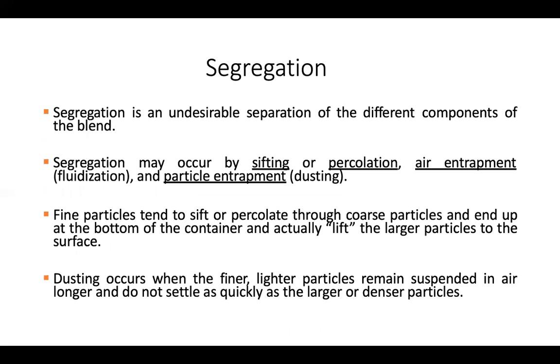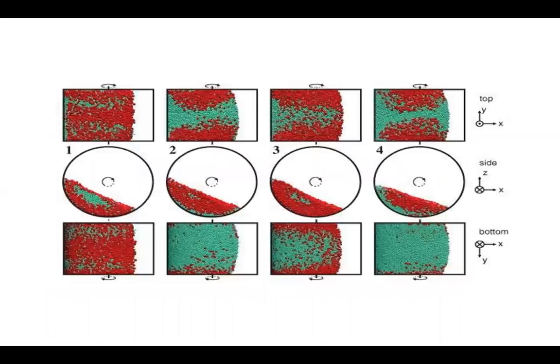Fine particles tend to sift or percolate through coarse particles and end up at the bottom of the container and actually lift the larger particles to the surface. Dusting occurs when the finer, lighter particles remain suspended in air longer and do not settle as quickly as the larger or denser particles. This is segregation. It happens that you need complete uniform mixing, but segregation can be found in the powders during mixing.